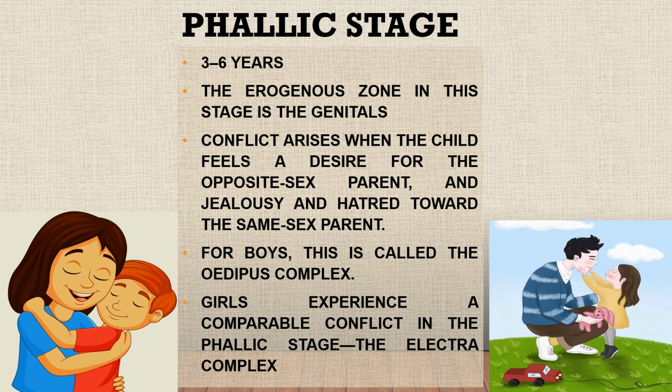sex parent. For boys, this is called the Oedipus complex, involving a boy's desire for his mother and his urge to replace his father, who is seen as a rival for the mother's attention. At the same time, the boy is afraid his father will punish him for his feelings. So he experiences castration anxiety.